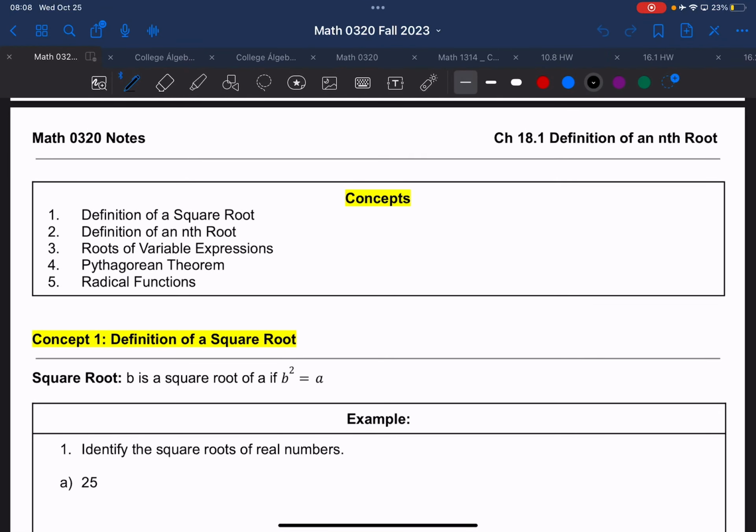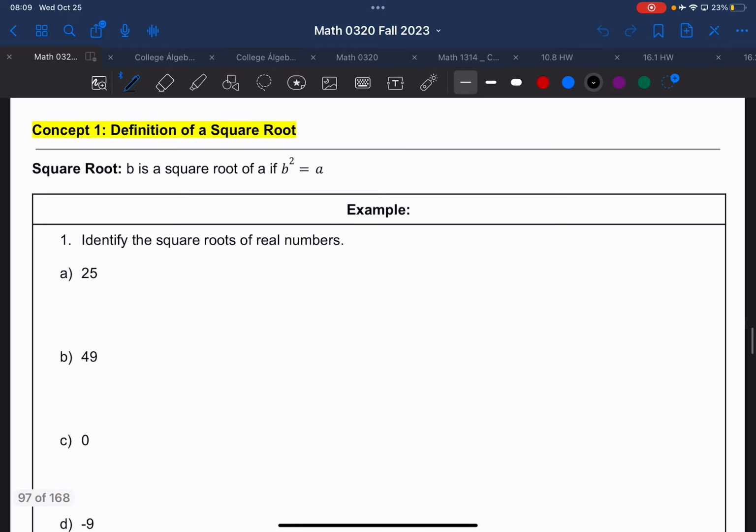Okay, so 18.1 notes is going over the definition of an nth root. So we're going to talk about the concepts of definition of a square root, definition of an nth root, roots of variable expressions, the Pythagorean theorem, and radical functions. Okay, so we are stepping away from quadratics and now into radical.